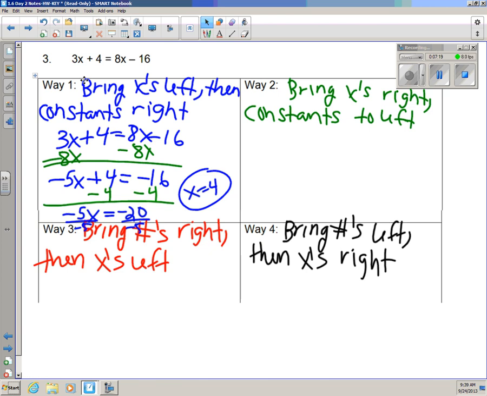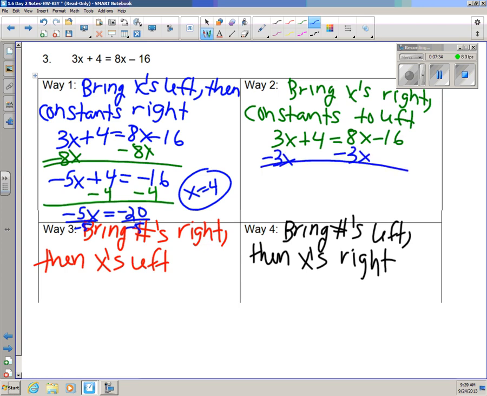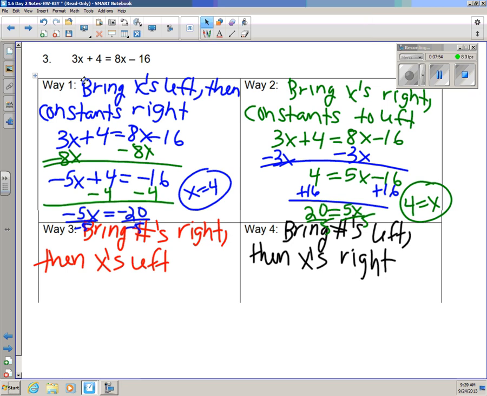It should be no different than if you bring the x's to the right. So if I were to do it this way, 3x plus 4 equals 8x minus 16. Well, I'm going to go x's to the right. Okay, so subtract 3x from both sides. You're left with 4 equals 5x minus 16. If x's go right, without x goes left. Add 16 to both sides. 20 equals 5x. Running out of room, divide both sides by 5, and you still get 4 equal to x. It doesn't matter.